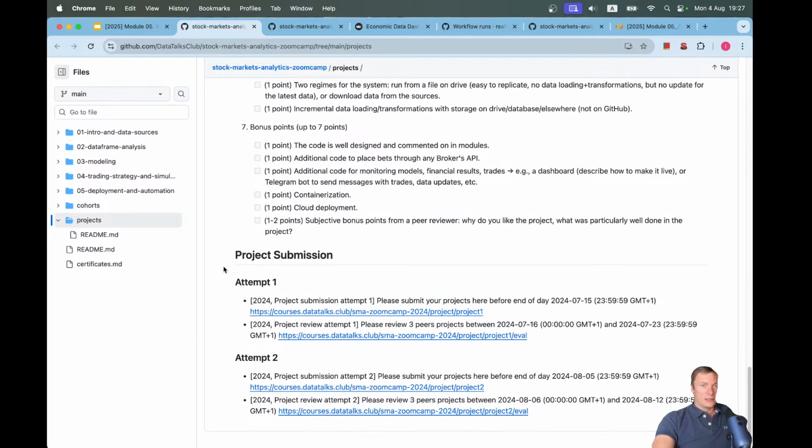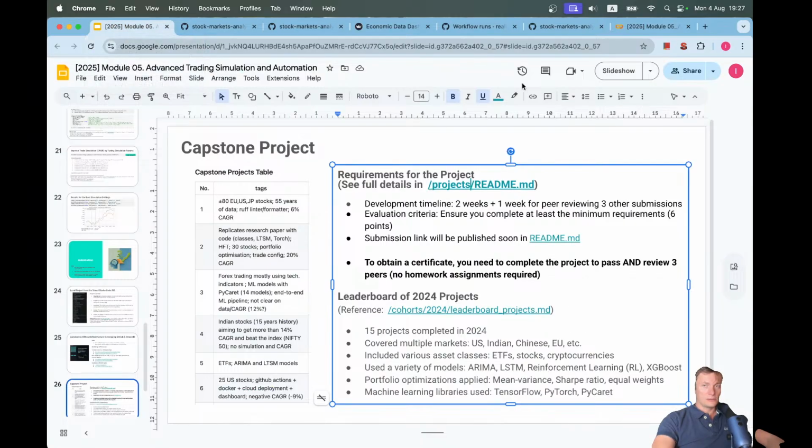So here you have a project submission for 2024. I will create a page for a 2025 course, and I will notify you in Slack and Telegram channels and over the email that the project submission folder is open, and now you have two weeks to finish the project.